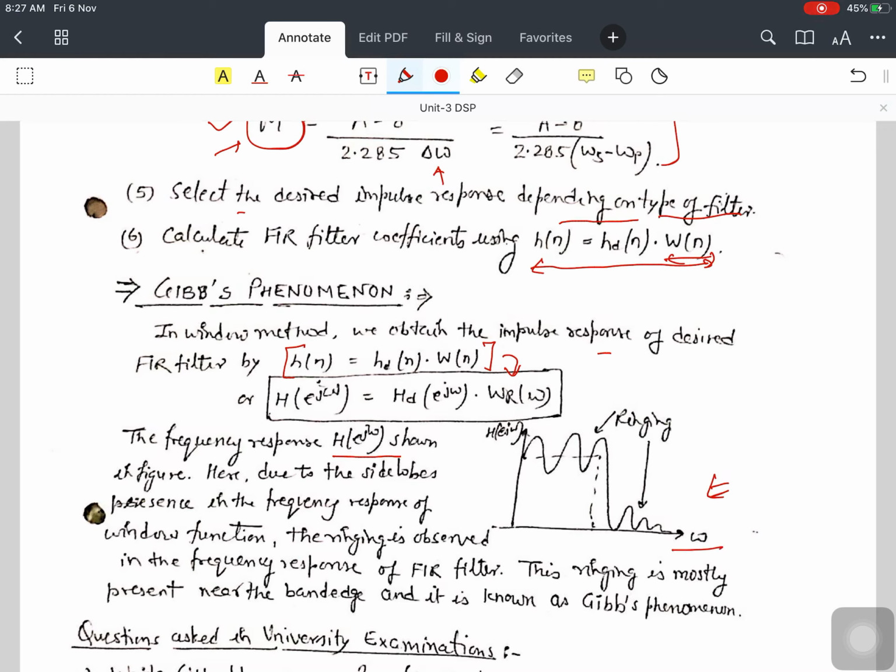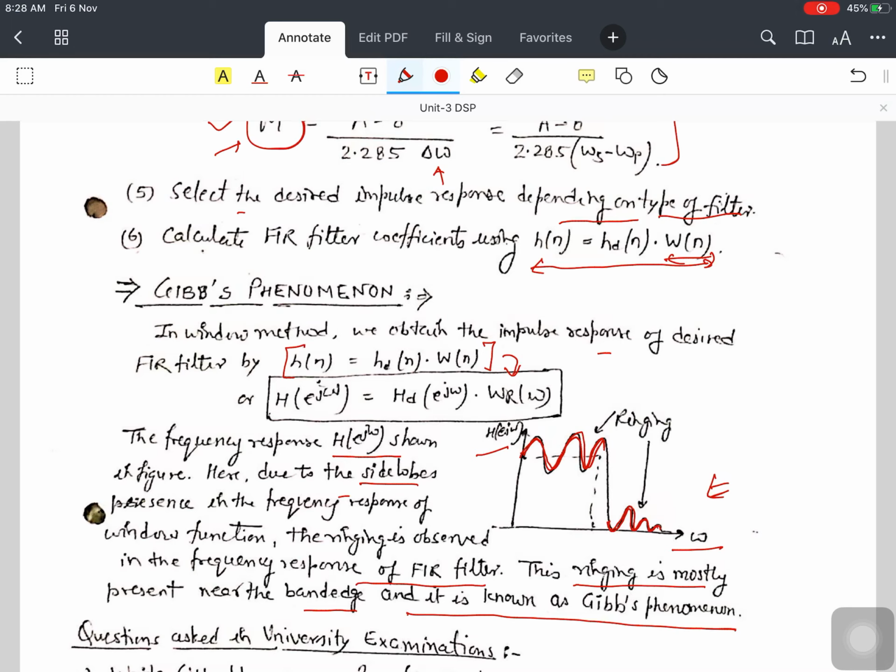That is the omega axis and the magnitude response. These are the ringing functions, because there are oscillations over here, the side lobes. Due to the presence of these side lobes in the frequency response of the window function, ringing is observed in the frequency response of the FIR filter. This ringing is mostly present near the band edge, and it is known as the Gibbs phenomenon. These oscillations over here are known as the Gibbs phenomenon.